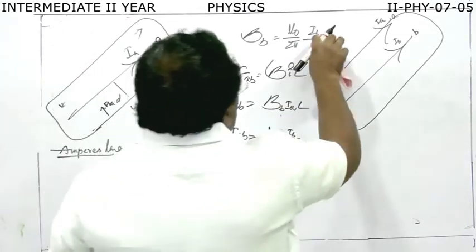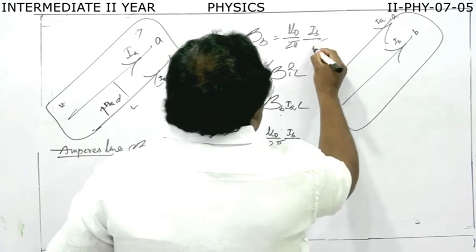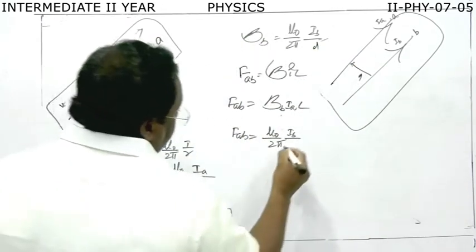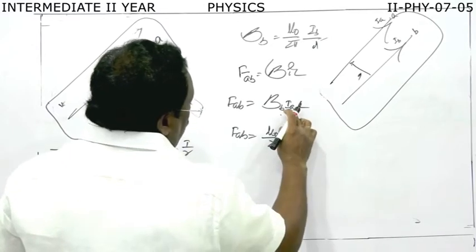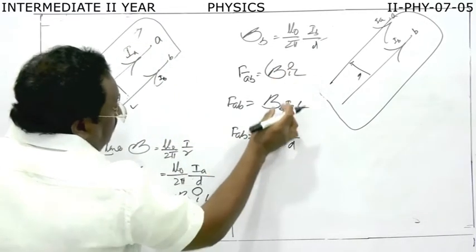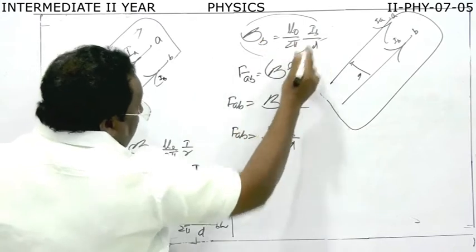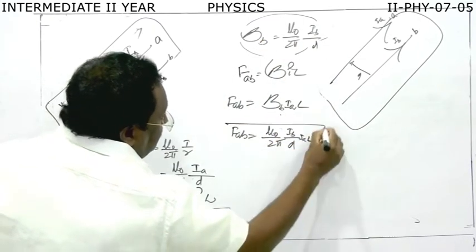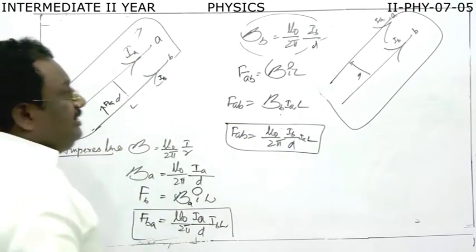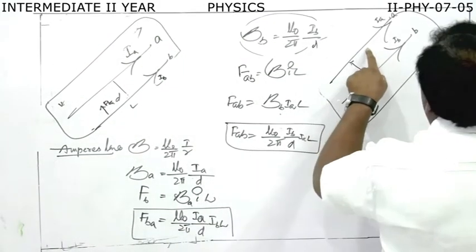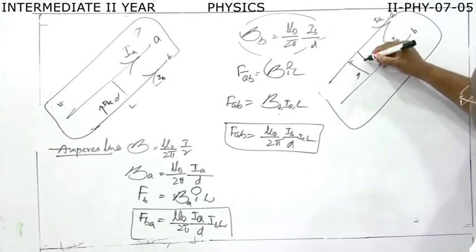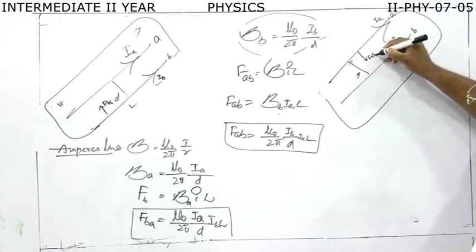Now instead of R, we take D, the distance. Now this is the BB value. Instead of BB, now IA. So this is the force on A. This force is acting in this direction, FAB.